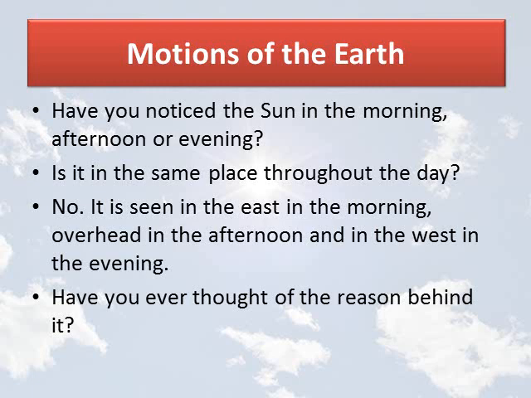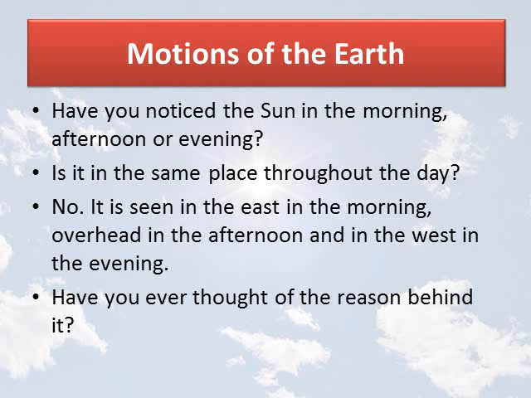No. It is seen in the east in the morning, overhead in the afternoon, and in the west in the evenings. In the morning, we all know that the sun rises in the east. So where the sun is, that direction is east. In the afternoon, it is right above our head. And in the evenings, you can find it towards the west. Have you ever thought of the reason behind it?